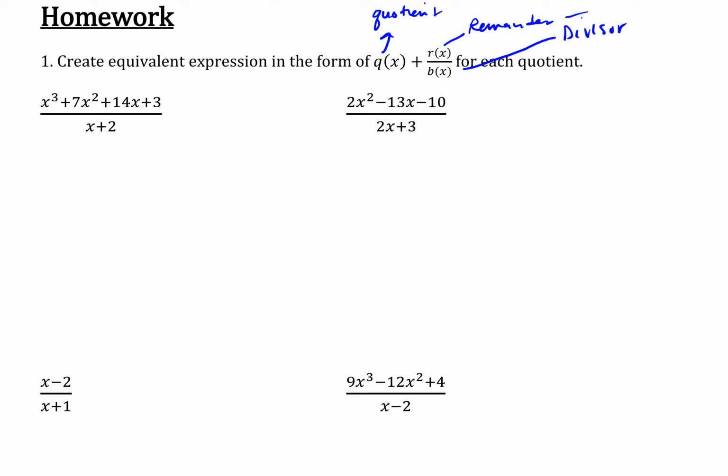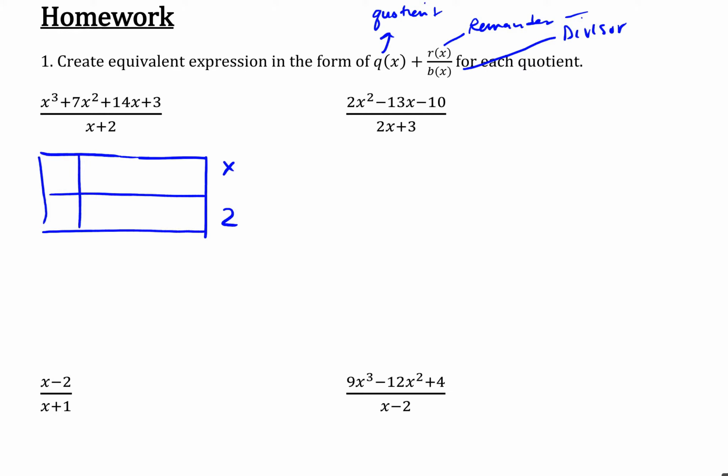The first one I'm going to do with the reverse tabular method. Again, if you're a long divider person, just do long division. Essentially, just see, do you get the same remainder as me? If you get a different remainder, look for your mistake. It's probably a sign mistake.